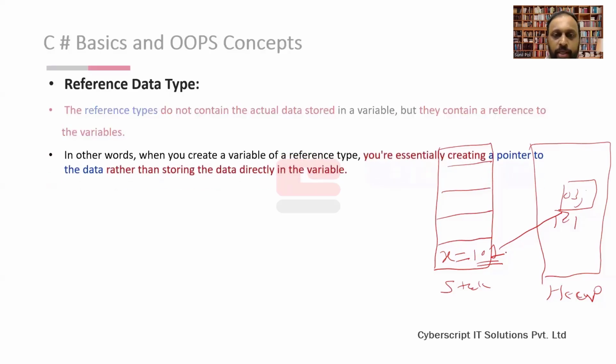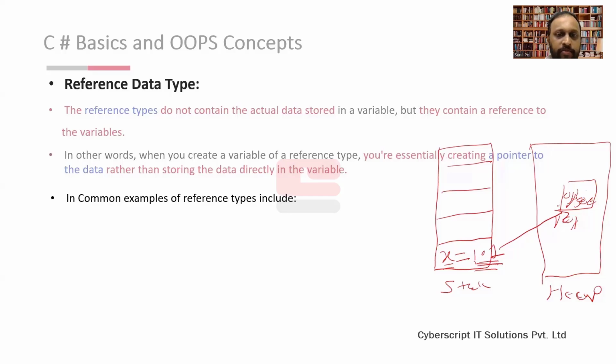In other words, when you create a variable of reference type, you are essentially creating a pointer to the data rather than storing data directly in the variable. As we discussed here, 101 is the memory address and not the actual data of that particular variable. The actual data would be stored over here, and the memory address is 101. So X is a pointer variable which is pointing to the memory location where the exact memory would be allocated by the runtime environment in case of reference data types.